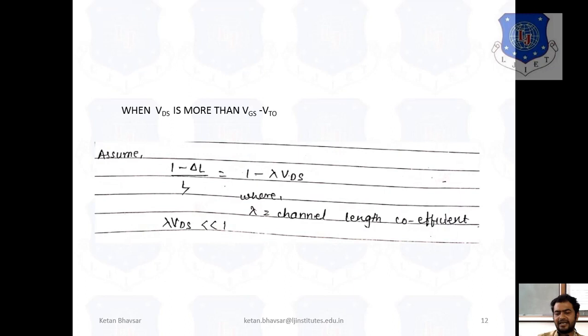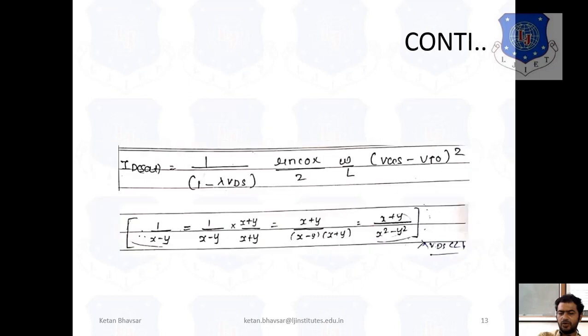Lambda is basically the channel length modulation coefficient. We also proved the gamma coefficient for the specific threshold voltage, and here we also prove lambda as the channel length modulation coefficient. So lambda Vds is less than 1. So ID saturation is equal to 1 divided by 1 minus lambda Vds into mu n Cox by 2 W by L into Vgs minus Vto whole square. In this particular region, we can directly simplify the equation using this term.